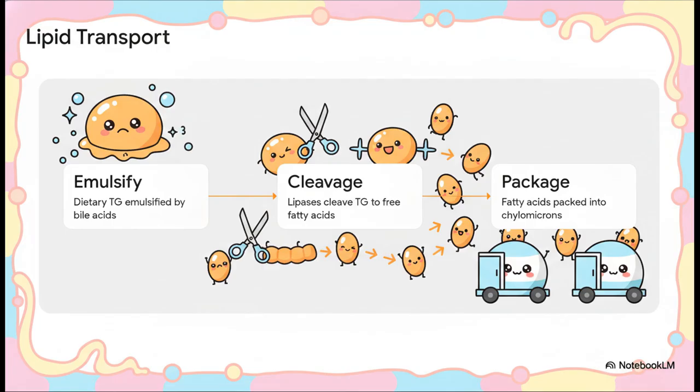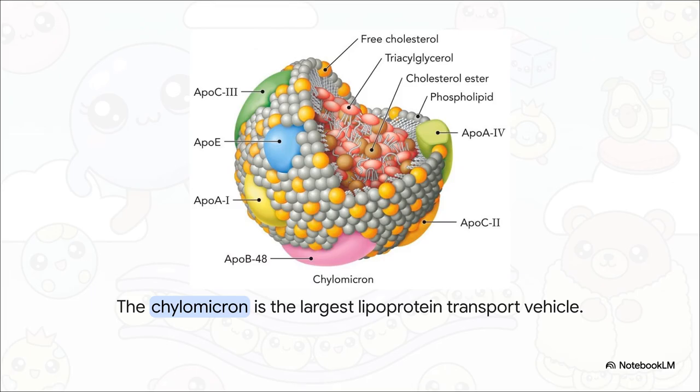Once inside, they're reassembled and packed into these specialized shipping containers called chylomicrons. The sheer engineering of this transport vehicle is wild. This chylomicron is the largest lipoprotein particle we have. Notice how it builds this perfectly safe vessel. The outside is a monolayer of phospholipids and free cholesterol that happily interacts with the watery blood, while the inside safely hides massive amounts of those hydrophobic triglycerides. It's essentially a biological submarine navigating your circulation to deliver fuel to your tissues.